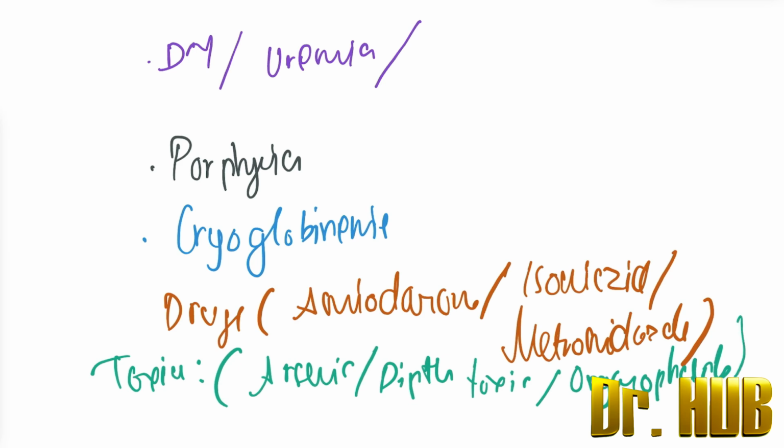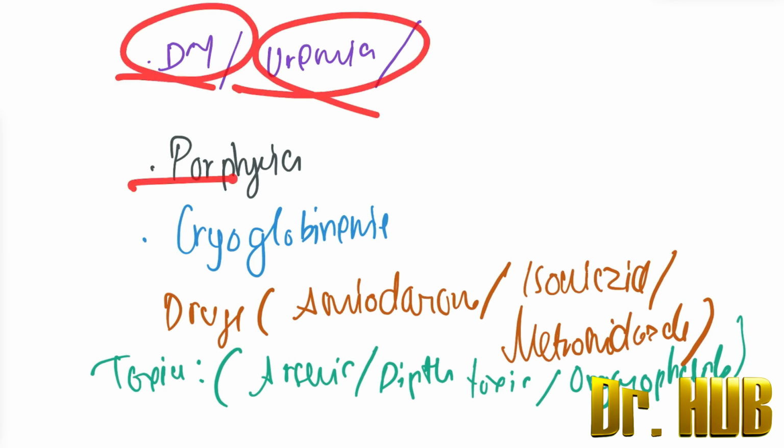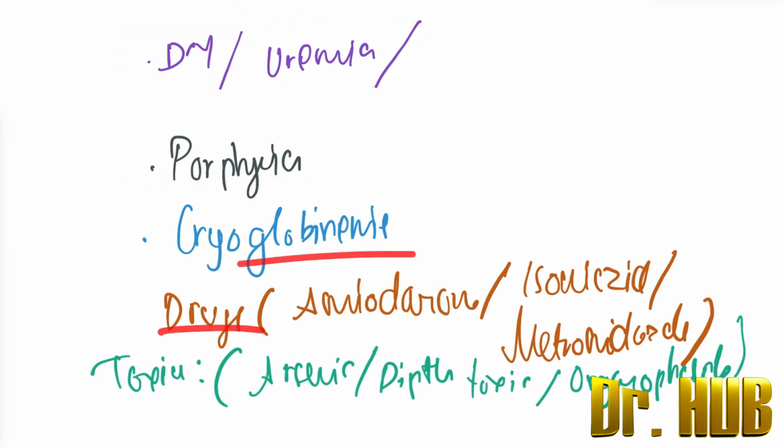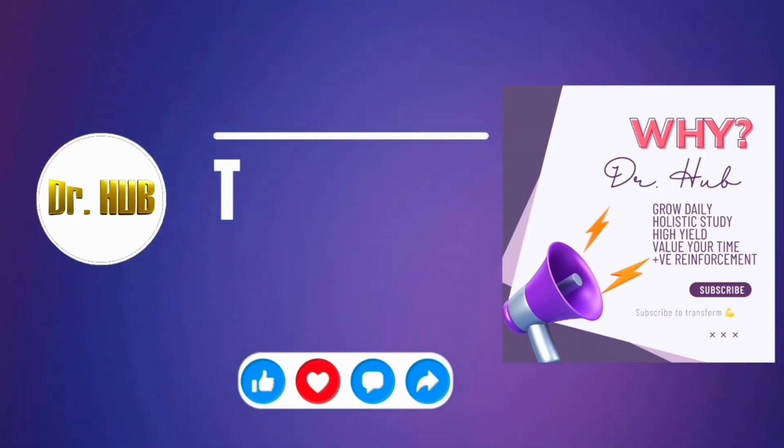So to recap, we talked about the sensory neuropathy conditions. It includes DM, uremia, porphyria, cryoglobulinemia, drugs such as amiodarone, isoniazid and metronidazole, and toxins such as arsenic, diphtheria toxin and the organophosphates.